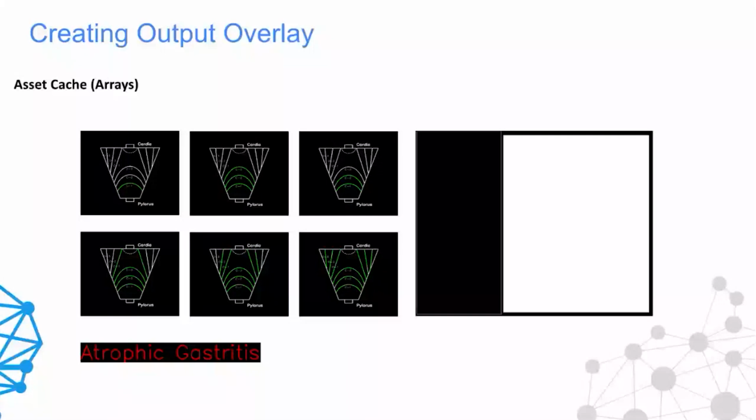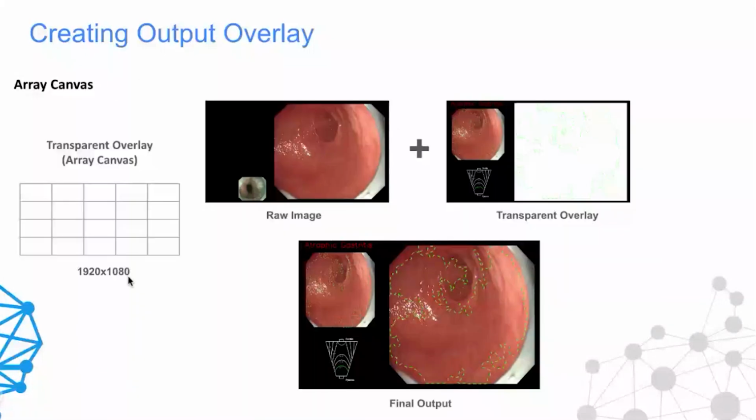So essentially, this is a 1920 by 1080 canvas, which matches the raw image size. Once all the assets and the dynamic content are combined, this is what the final output looks like.